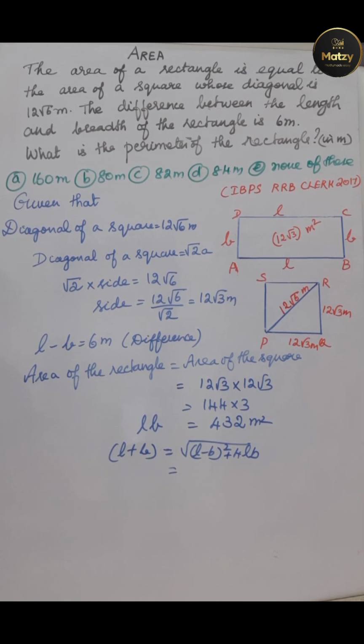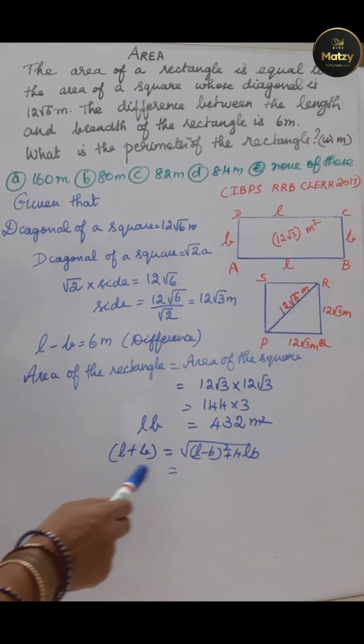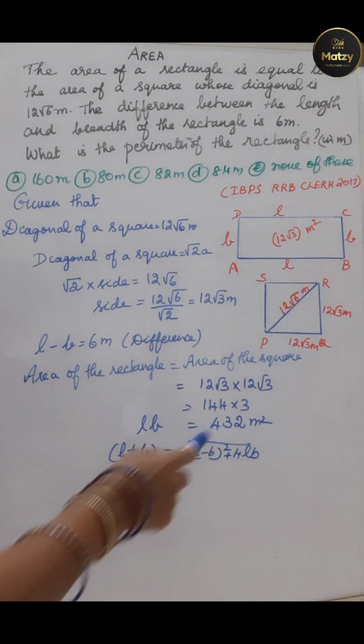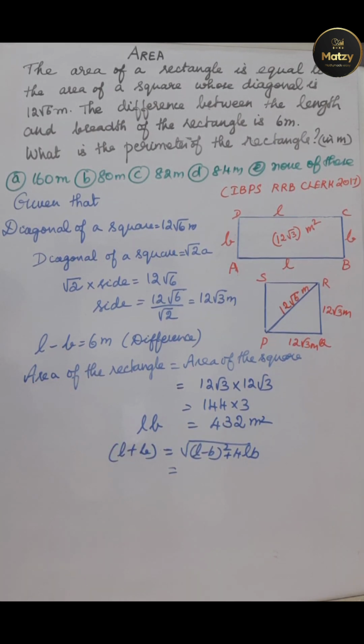Okay, what is the formula to find out L plus B? L plus B is equal to square root of L minus B the whole square plus 4 into LB. Because we know L minus B, we know L into B, that is why we are applying this formula to find out L plus B.